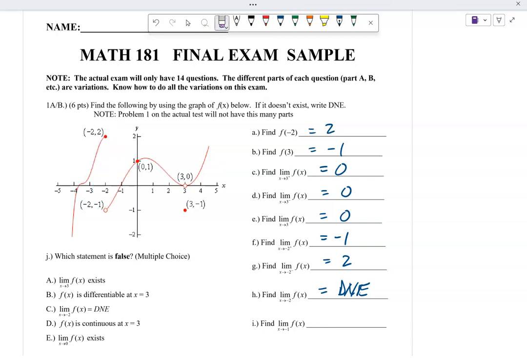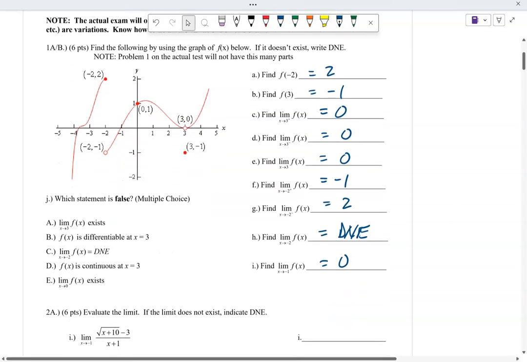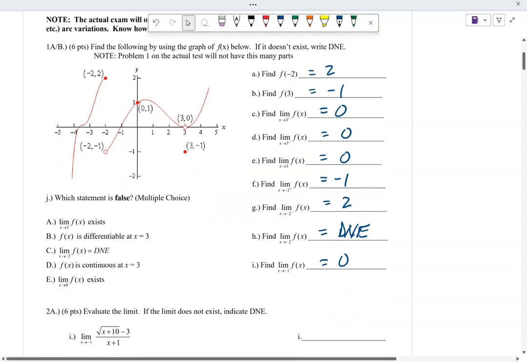Now let's find the limit as x approaches -1. The overall limit as I approach -1 from the right and from the left. Do they agree? Yes, they do. That limit is 0. Now let's jump to part J on this. The limit as x approaches 3 exists. Yes, we did that. We determined that that was 0. So that is a true statement.